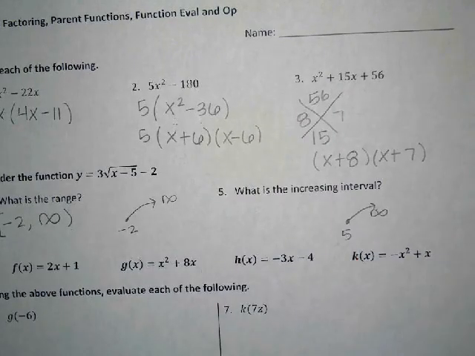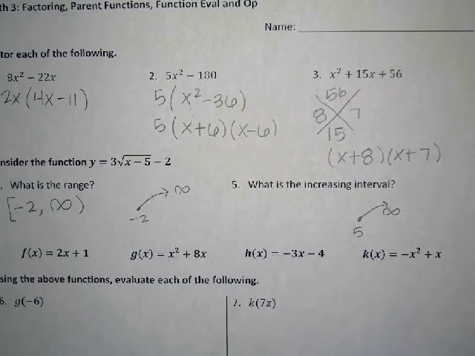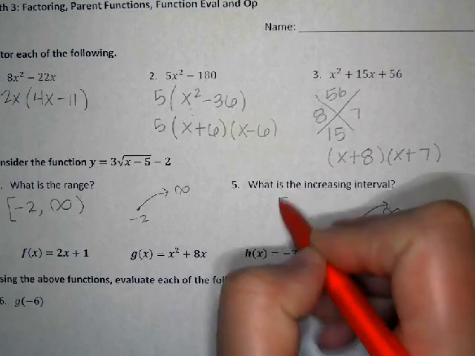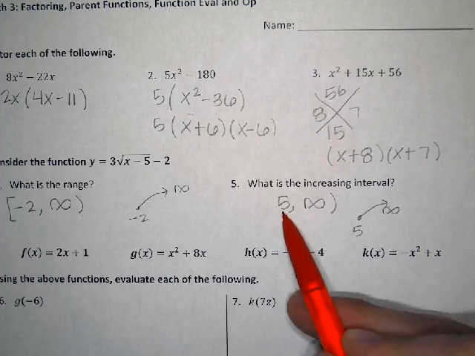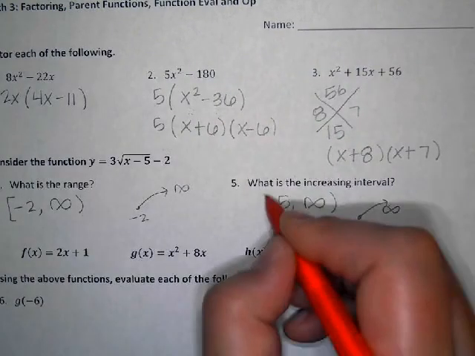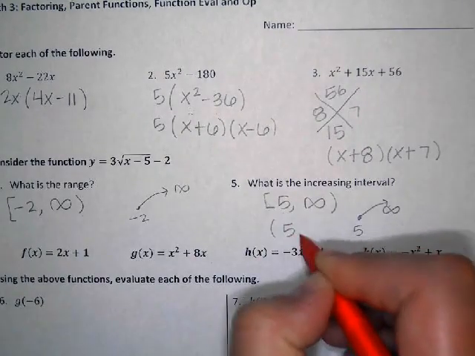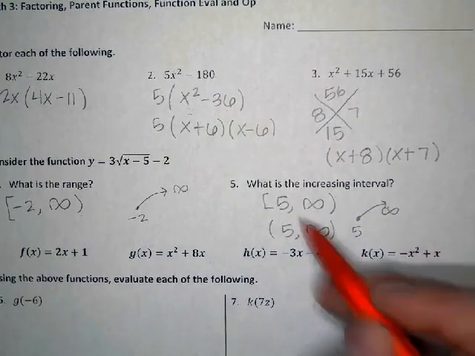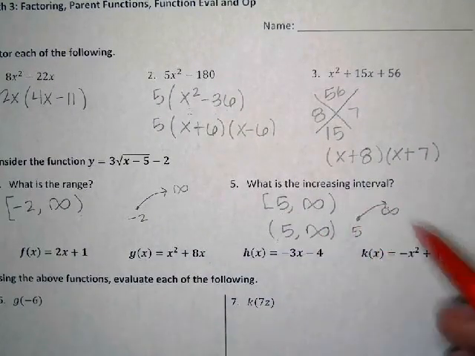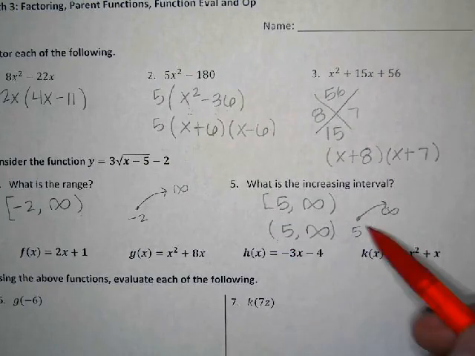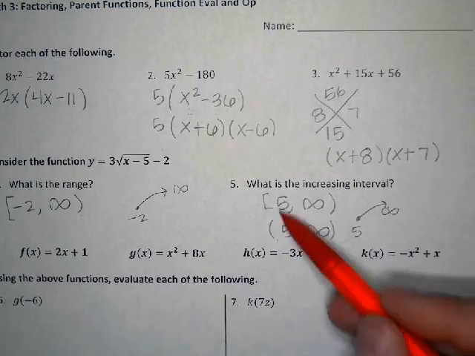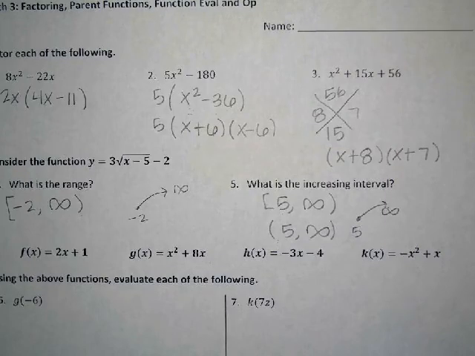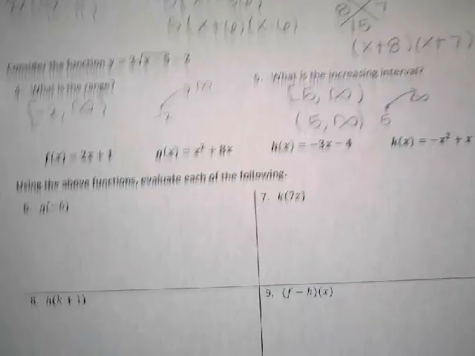Okay. So the increasing interval is what? 5 to infinity. Infinity always gets a parenthesis. And then what does the 5 get? Bracket. Bracket or parenthesis, both are good this time. Some people do parentheses always for increasing and decreasing, and some people would say the whole thing is uphill, so it's part of the uphill, and some people put a bracket in there, and both of those are right. Okay. All right. G of -6.